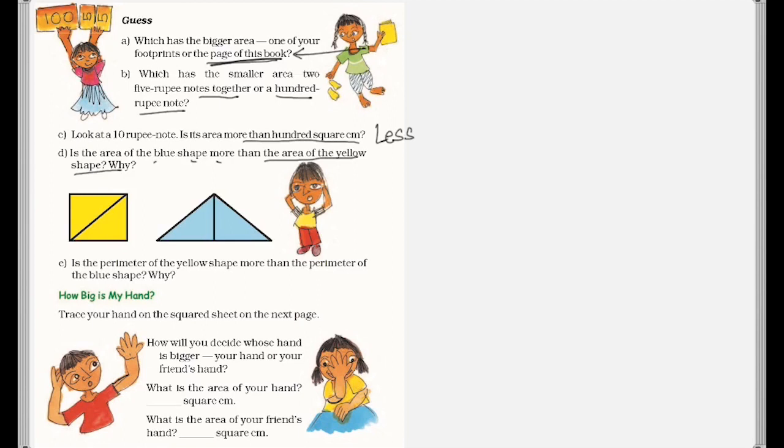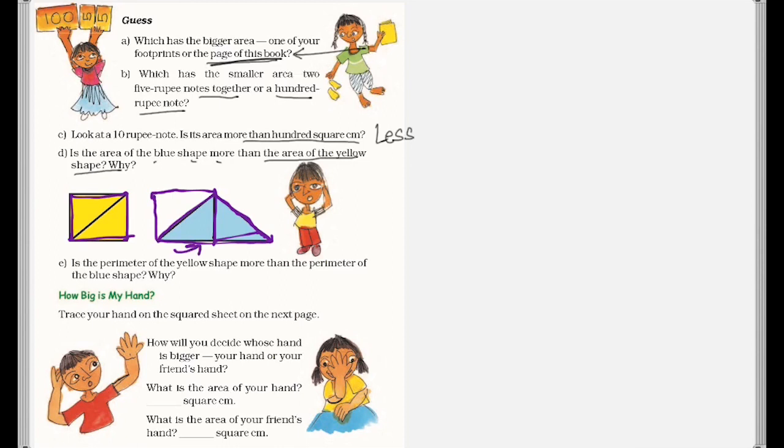Okay, so if we see, the area of them can be considered equal only, because if we take this part and we join it like this, then both of these shapes will become similar only. Now is the perimeter of the yellow shape more than that of the blue shape? So you can measure this and find out, is the perimeter the same in this case or not? Okay, so now we'll move ahead and you will find out that the perimeter of the blue shape is more.